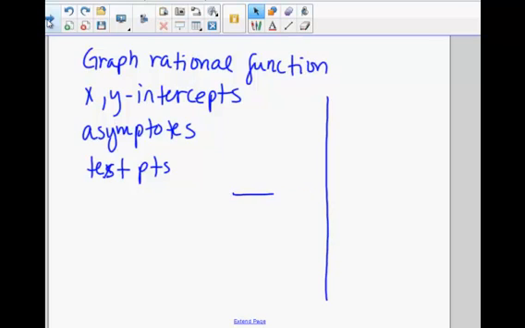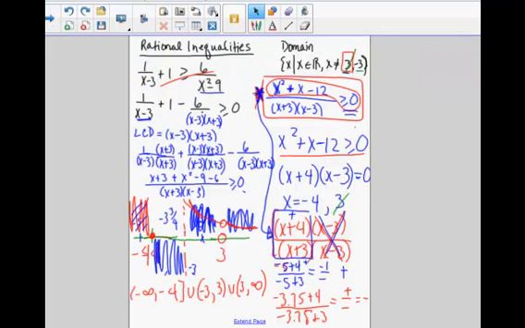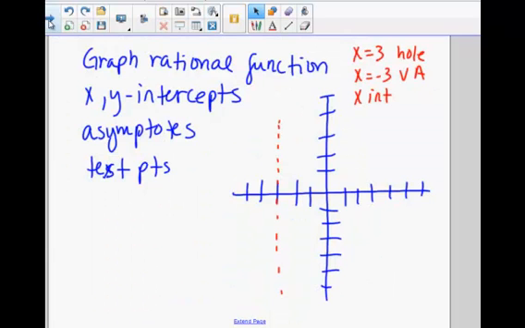So I'm going to go ahead and make a graph here. Okay, so we know we have a hole at 3. I'm not going to draw that in yet. We know we had a vertical asymptote at negative 3. X equals negative 3 was a vertical asymptote. I know that I have an x-intercept. I believe that was at negative 4, right? When I set the numerator equal to 0, which is what you do if you're asked for the x-intercept, it gave me negative 4 and 3, which 3 was the hole. The x-intercept was equal to negative 4.